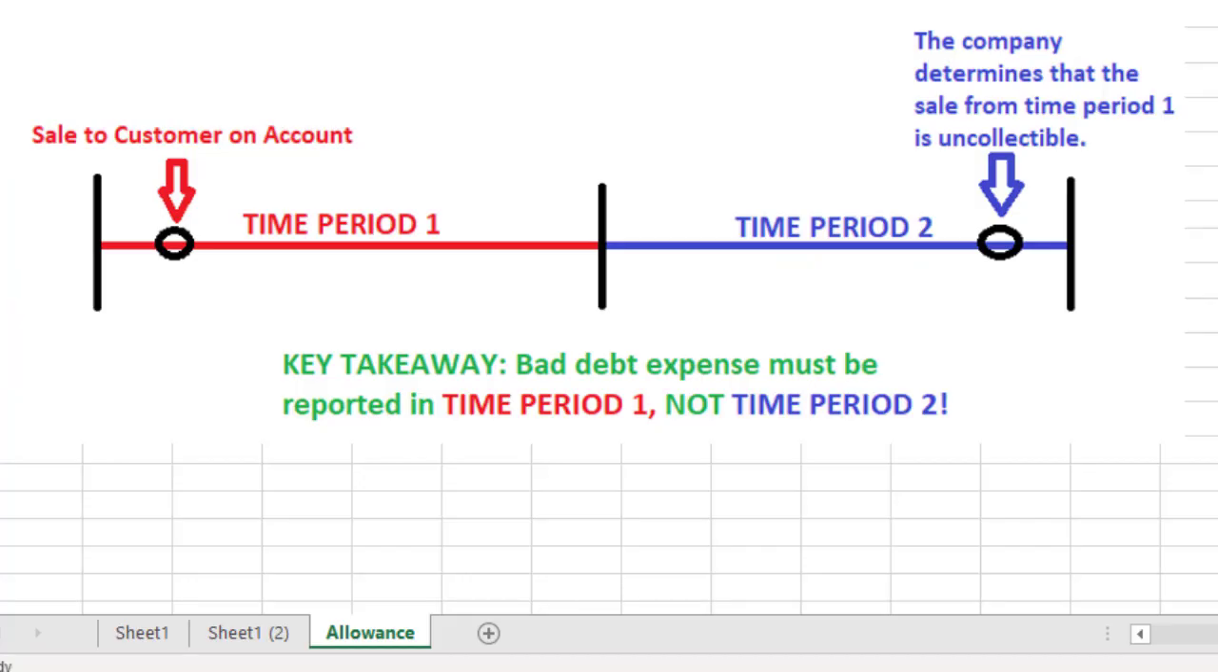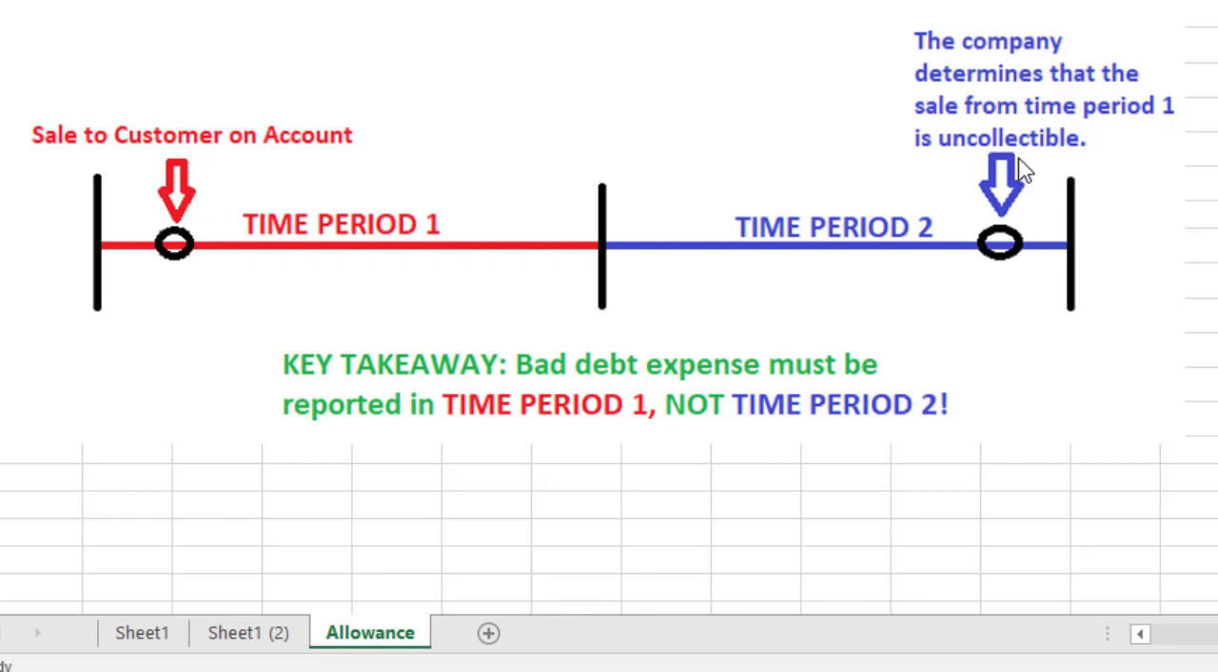You might be wondering, why are we estimating bad debts in the first place? Well, to help you understand the concept a little better, I have created this graphic. So let's assume that in time period 1, which could be a year or a month or whatever, we have some sale to a customer on account. Then we come on to time period 2, and at that point the company determines that the sale from time period 1 is uncollectible, so it's going to be a bad debt.